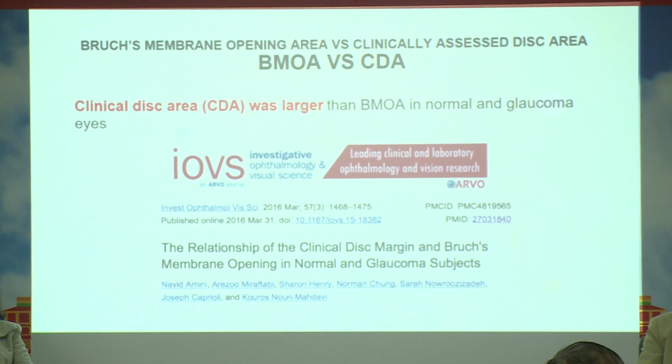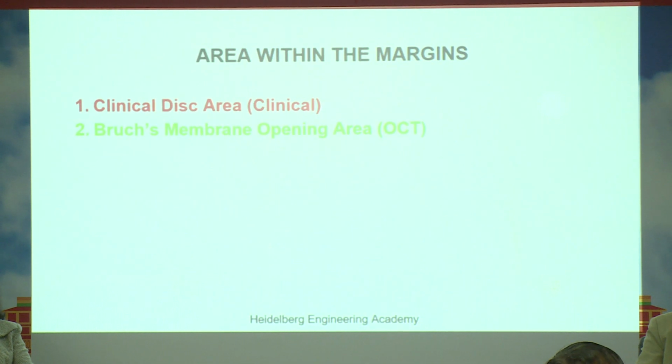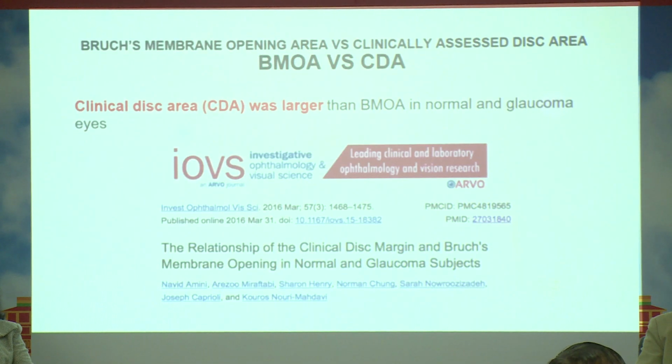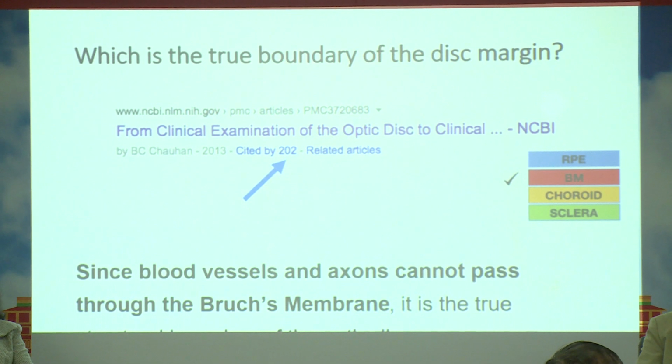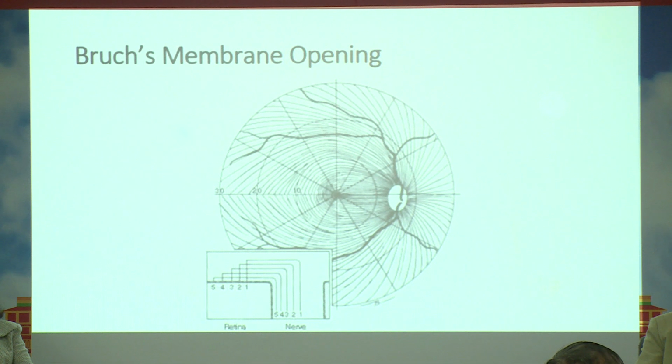But the study by Chauhan et al. and others revealed that the clinical disc area, the one that the sclera shows, is always larger than the one that the Bruch's membrane opening area shows, in normal and in glaucomatous eyes. That put the debate to rest. There cannot be two swords in one sheath; it has to be only one. The study by Chauhan et al., one of the most popular studies cited by many, ended this discussion: the true boundary of the optic disc margin is the Bruch's membrane, because no blood vessels and axons can pass through it.